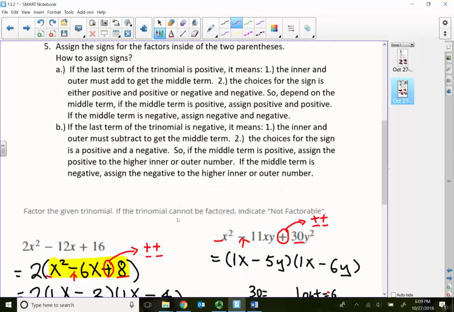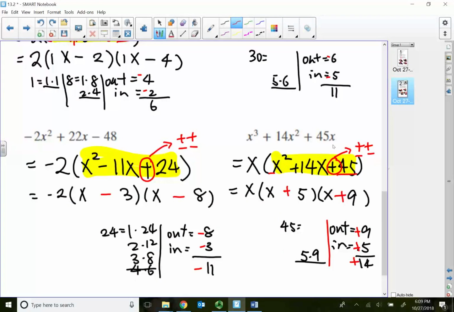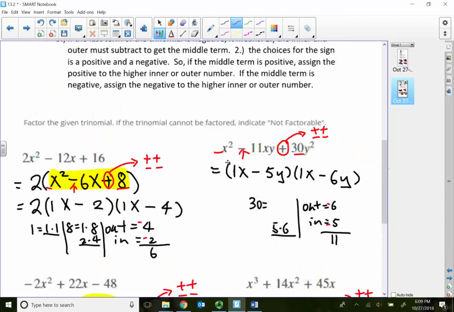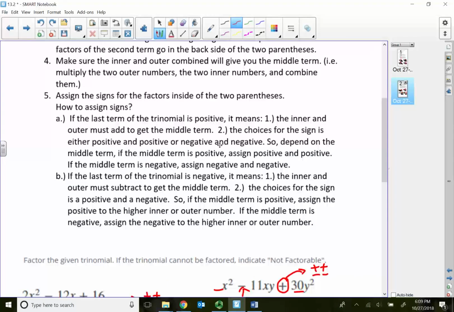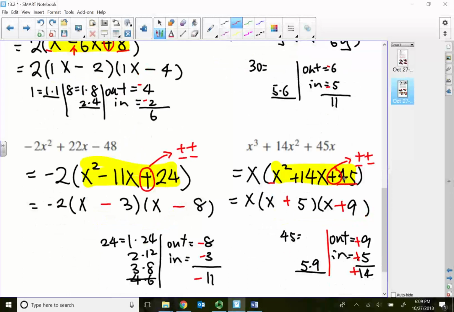These 5 steps do not require you to think too much. It just requires you to think about all the factors of your last term and the first term, and then do the multiplication to see what your inner and outer will be in order to get to the middle term. Follow the steps. The steps will eventually make factoring trinomials extremely easy, and most of the time students can just look at them and tell what the answer is. That's eventually what we're trying to get to.